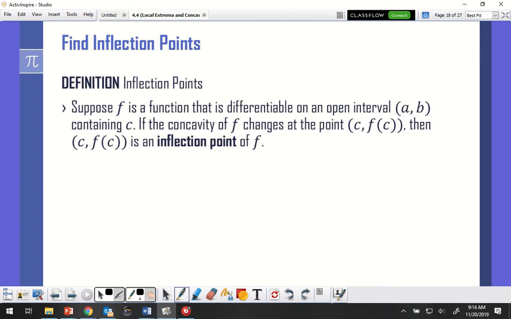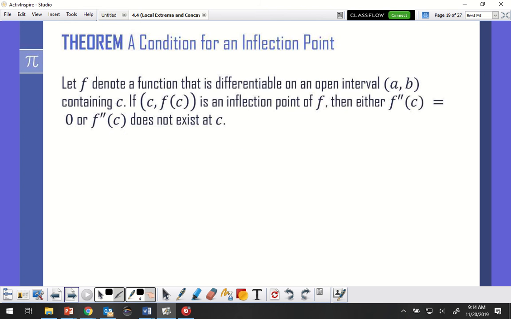Anyway, all right. So inflection points. I talked about this the other day. An inflection point is where it's going to change in concavity. Suppose f is a function that is differentiable on an open interval from a to b containing c. Then if the concavity of f changes at the point (c, f(c)), that is an inflection point. So remember, let's throw up those gang signs. When it changes from concave up to concave down, when my finger and thumb actually connect, that's the inflection point. Okay? Concave up to concave down.